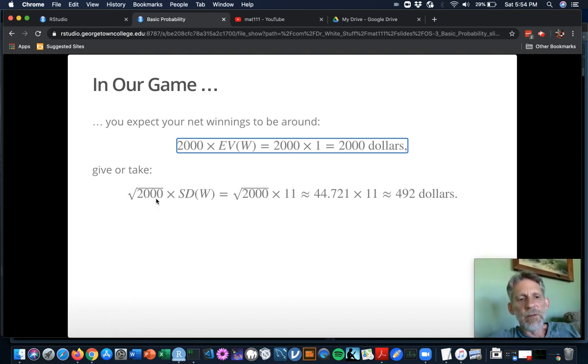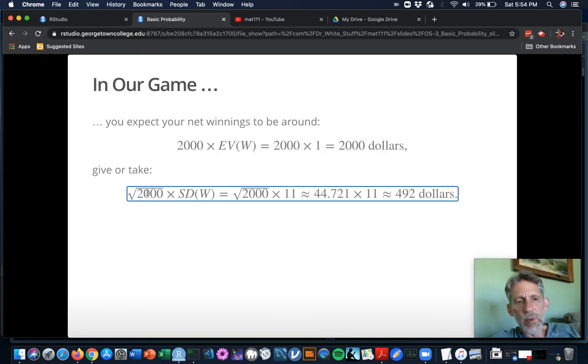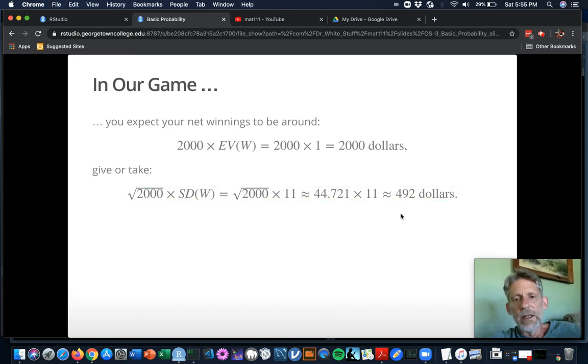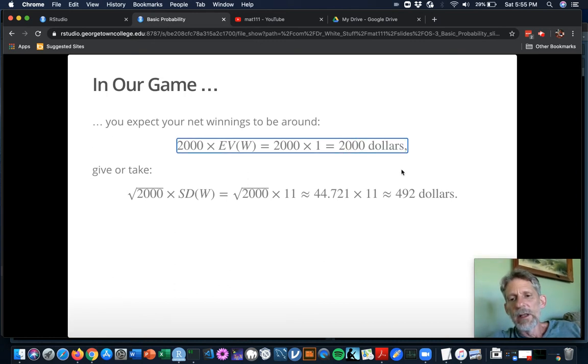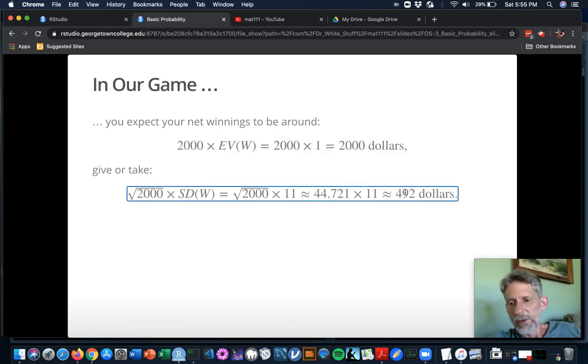What's the give or take figure? Well, the standard deviation of my sum is supposed to be the square root of 2,000 times the standard deviation of W. Square root of 2,000 times 11. Now, the square root of 2,000 is about 44.7. Times 11 gives you about $492. So the way I'm looking at it is that I would expect to win about $2,000 net, give or take $492 or so.